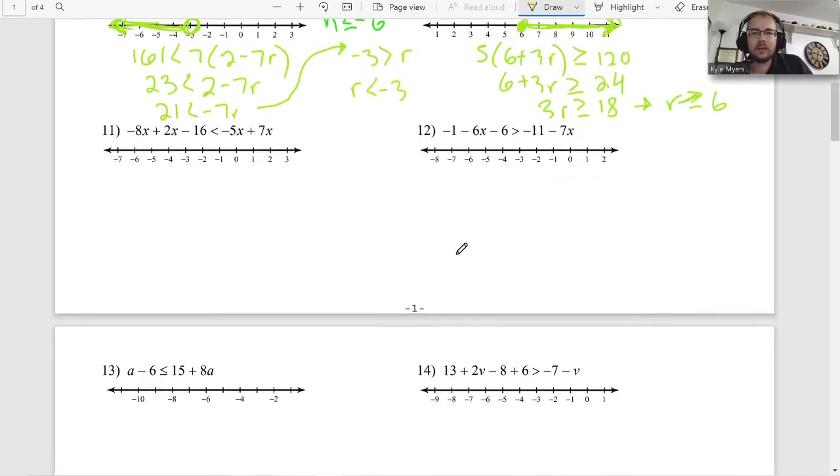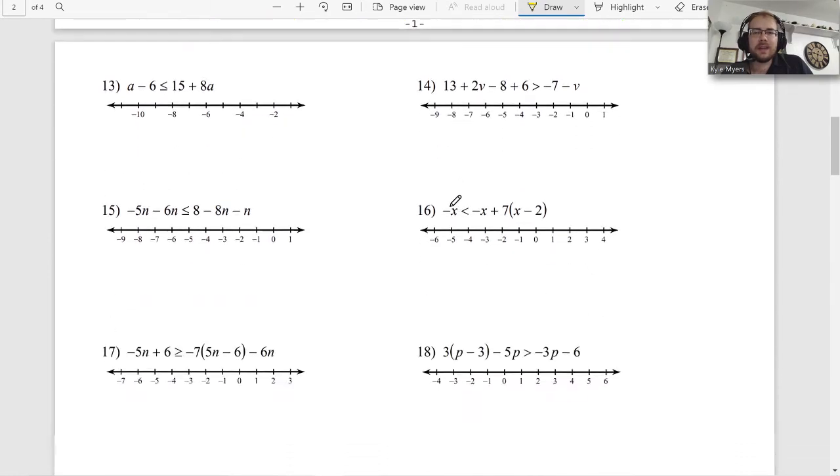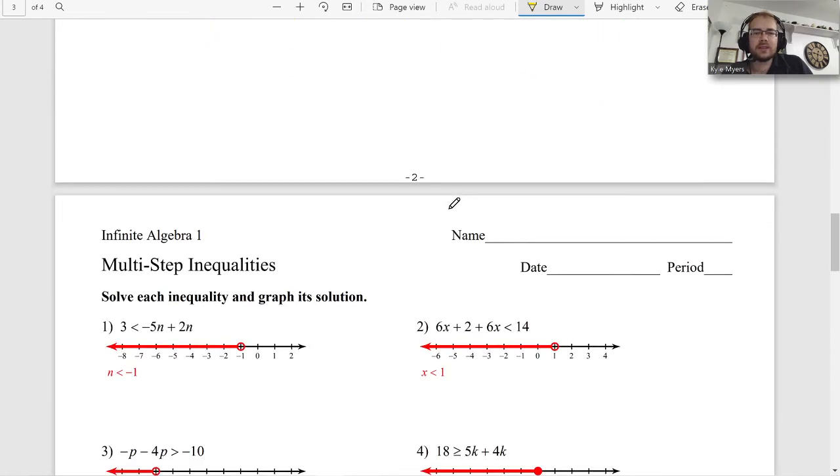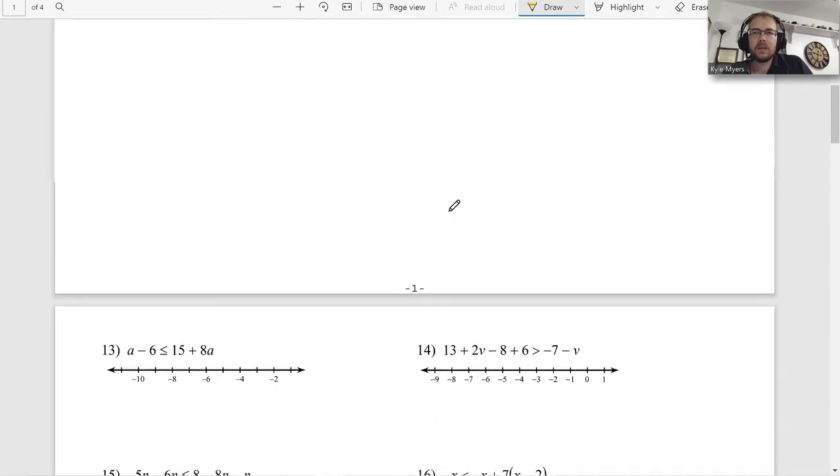We have 11 and 12 here. And we're coming to the end of the first page here, so we've got one more page here, and then the answers are after that. Okay? So here we go.